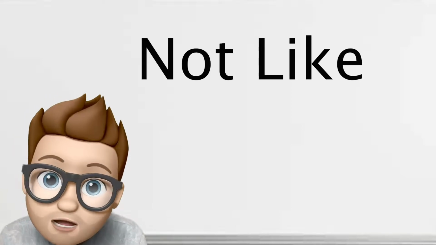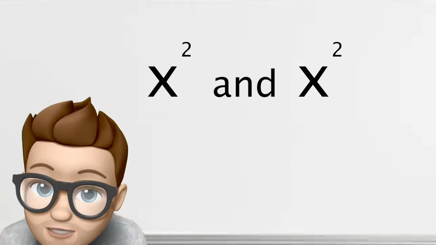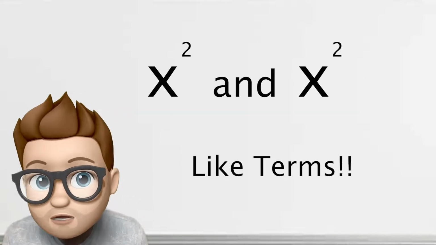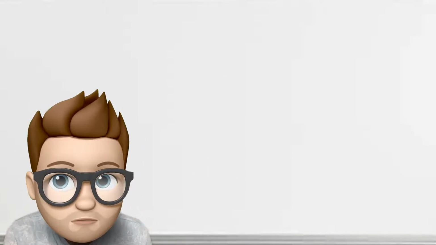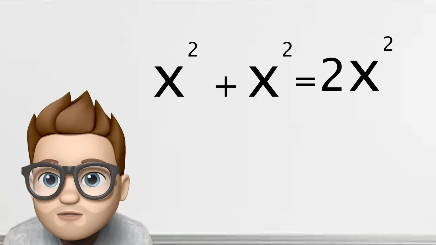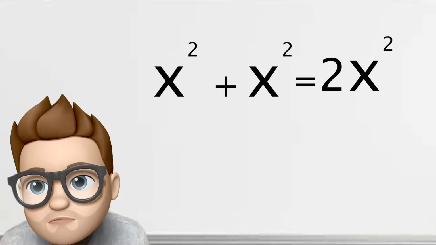So x squared and x squared, are those like terms? Yeah, those are like terms because one is x times x. The other is x times x. So we get 2, and what do we have? X squared. So 2x squared.